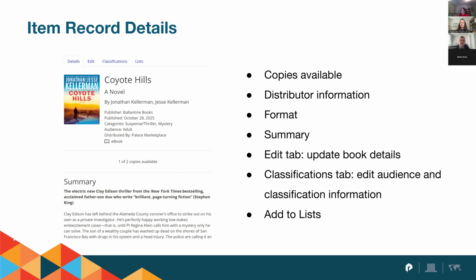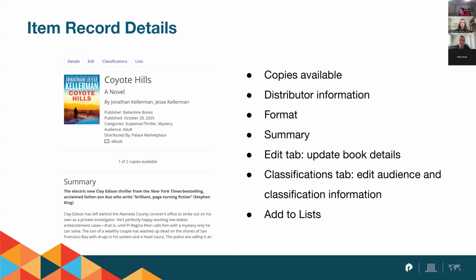It's going to tell you about the book. This is an ebook, the title, the author, publisher, publication date, the categories assigned via the metadata, the audience, and the distributor. So this book comes from the Palace Marketplace. So for your large shared Rails collection, that content is coming through the Palace Marketplace.